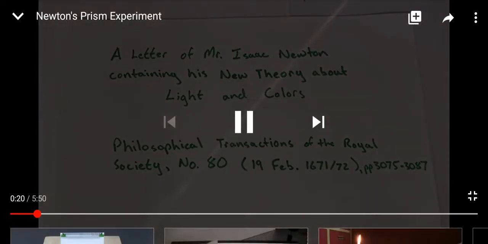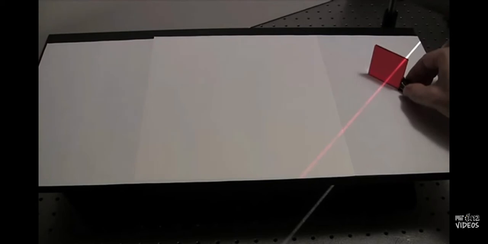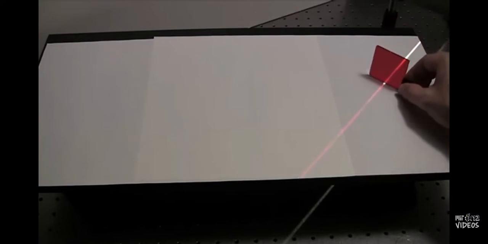To the Royal Society in 1671, but first a little bit of background. At the time of his experiment, the prevailing theory was that white light was a color of light and that other colors could be created by modifying the white light somehow. For instance, this red piece of plastic would be described as changing this white light into red light.